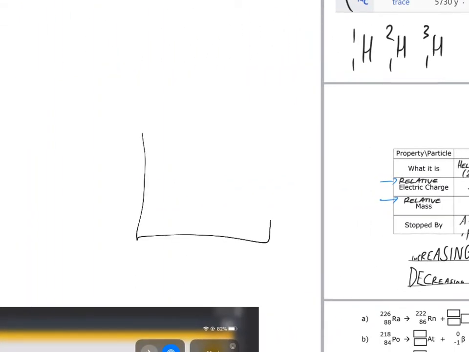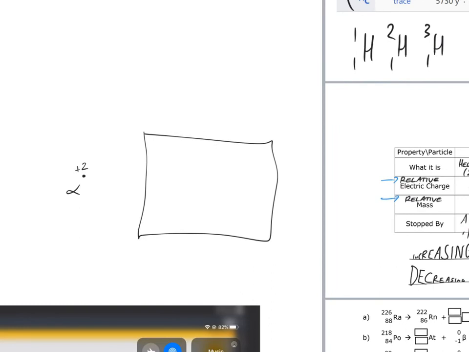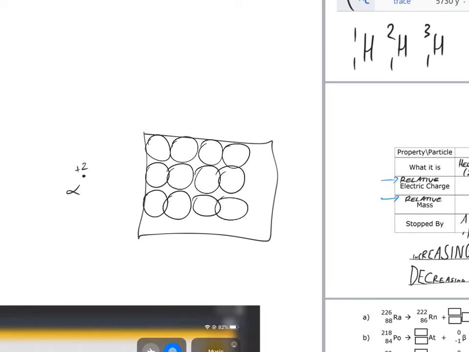If this is a block of matter and I've got a particle, let's say an alpha particle with a relative charge of +2, and remember an alpha particle, relative mass of 4, is much more massive than an electron or a beta particle. You can imagine we've got atoms inside this material, let's say a solid, with the atoms arranged like this. As the alpha particle passes through, it's got a doubly positive charge and it's a large object in comparison to either a beta or gamma.